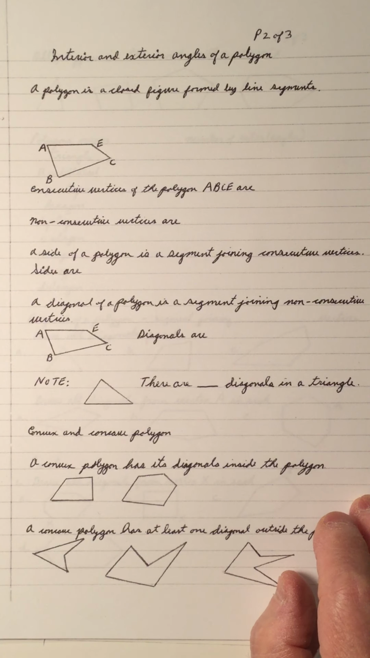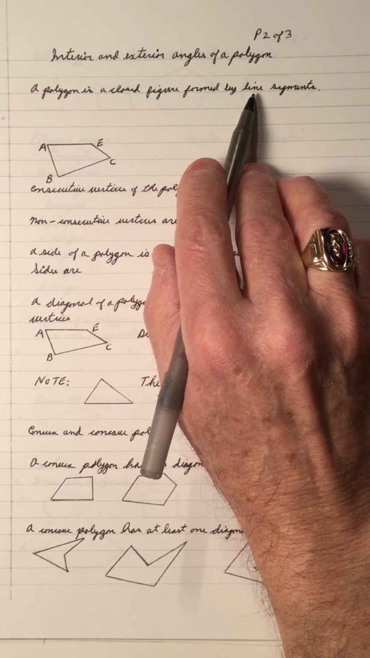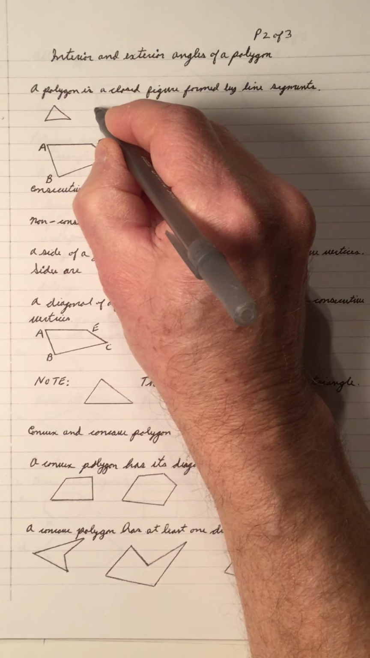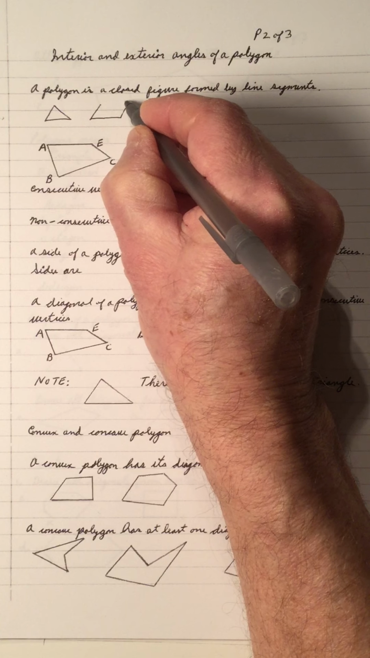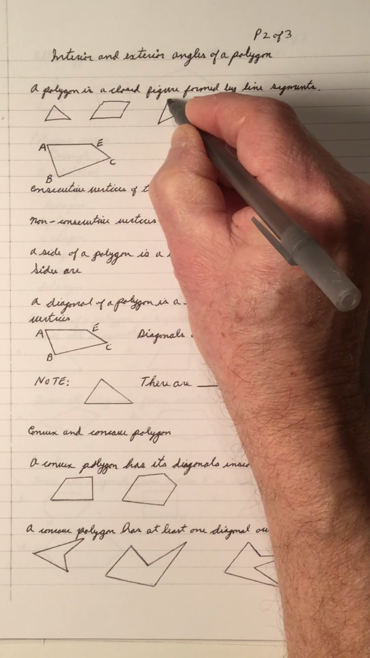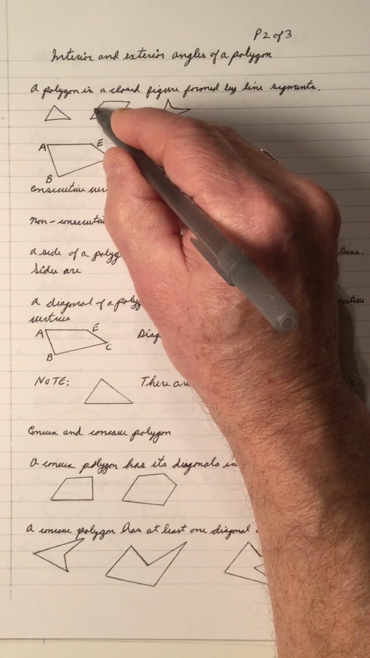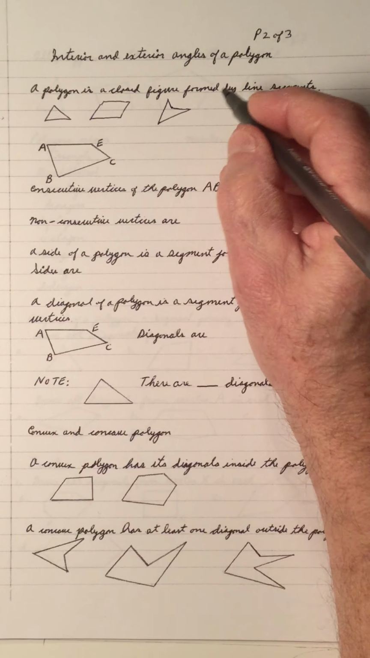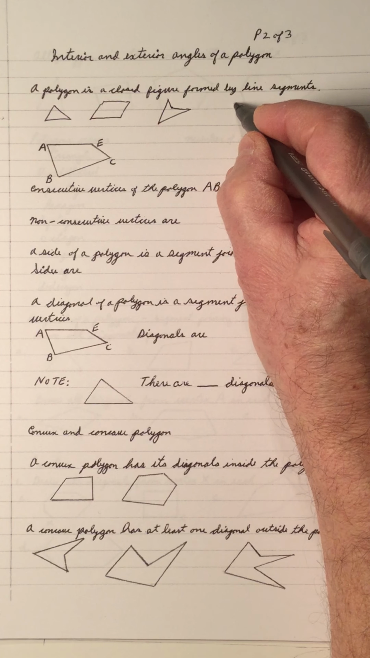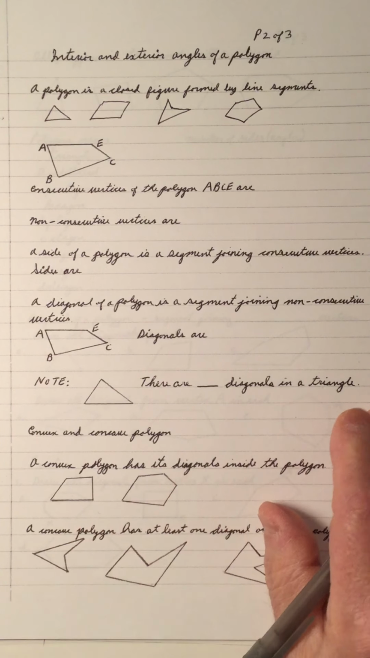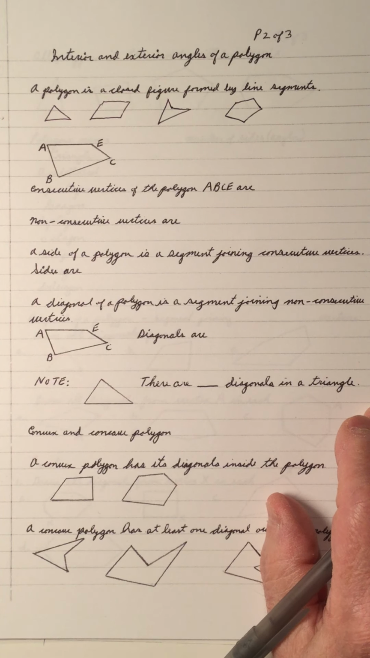Interior and exterior angles of polygons. A polygon is a closed figure formed by line segments. So we could have a triangle as a closed figure. We could have something like a parallelogram. Notice it's got four sides, 1, 2, 3, 4. This got 3, 1, 2, 3. This got four sides, but this is indented. Or we could have 5 sides, 1, 2, 3, 4, 5. So a polygon is a closed figure formed by line segments.